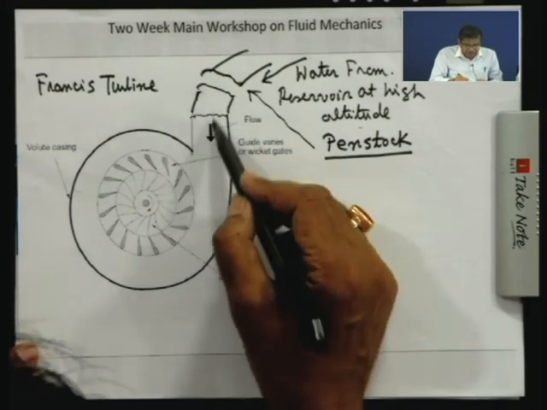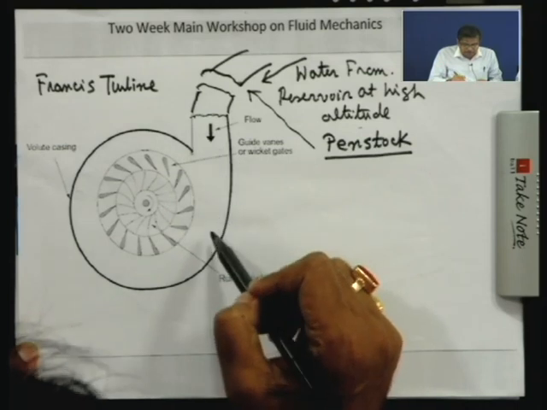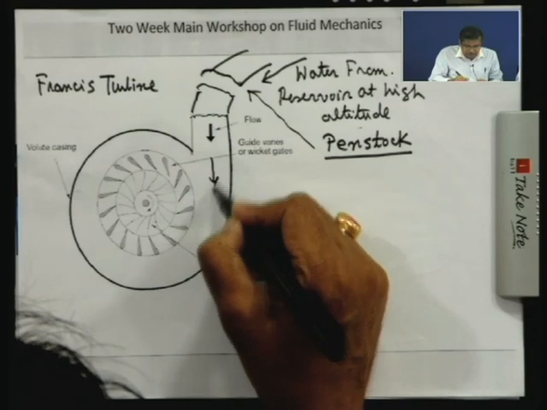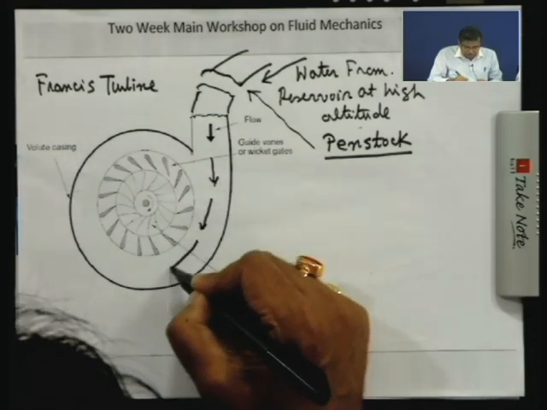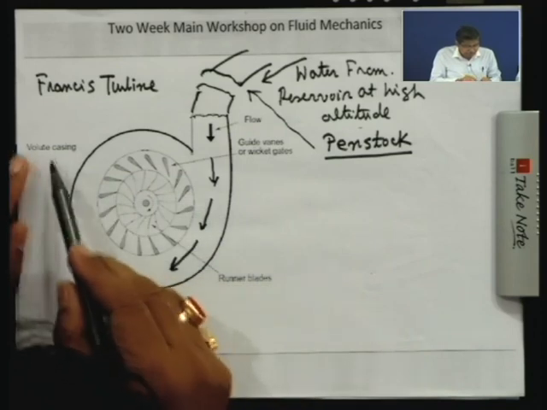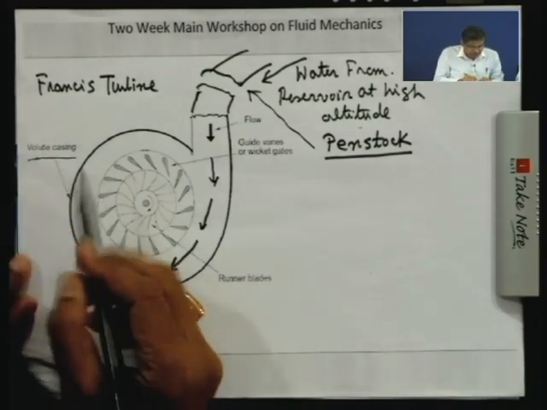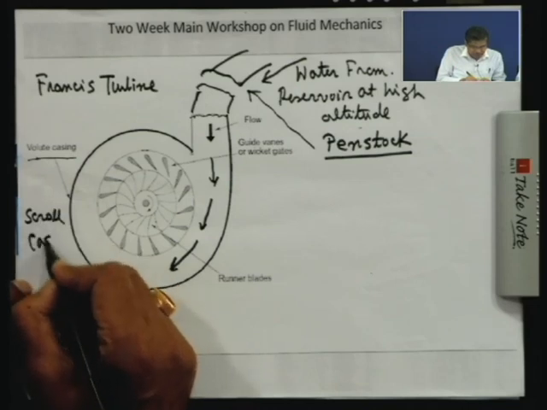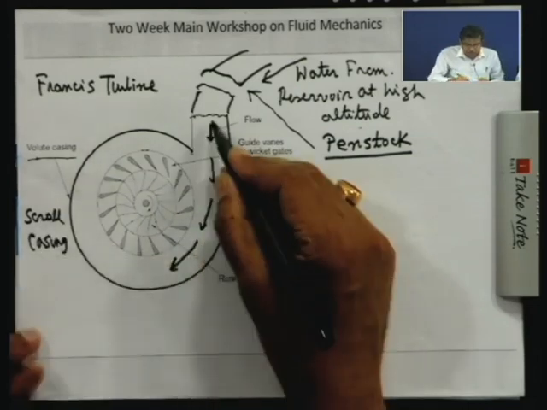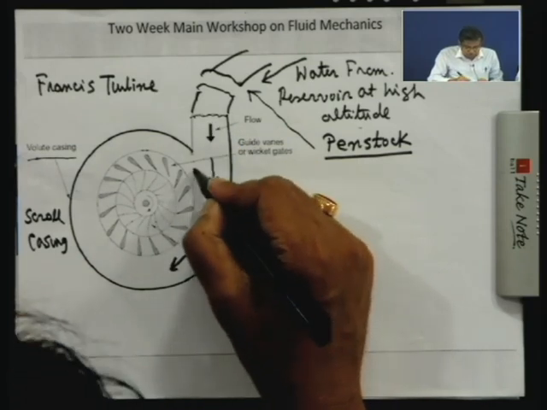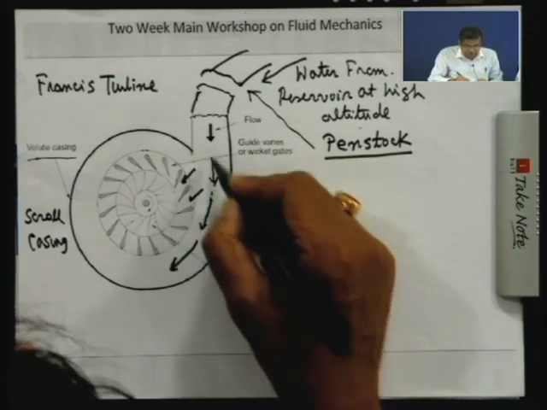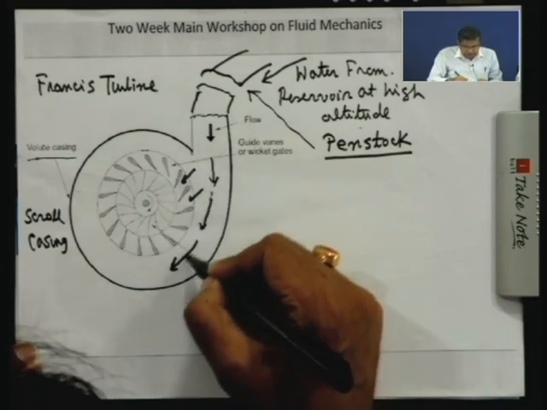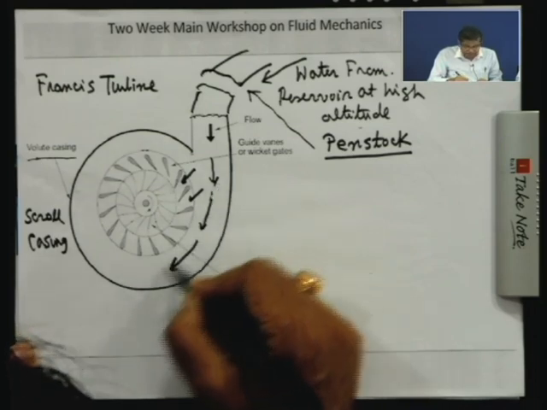So, water first comes to the first part of the turbine, which is a typical spiral casing. The water flows in this direction through the spiral casing, which is known as the volute casing, as it is written here, or sometimes the scroll casing. Now, when water flows through this casing, it enters here. The scroll casing is a convergent type, its area is reduced.